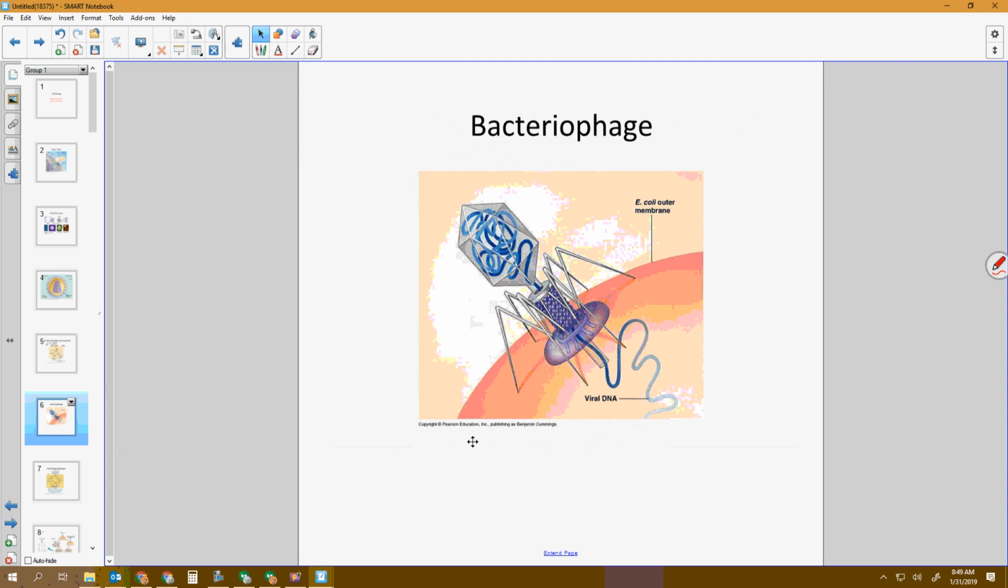Bacteriophages, we'll just mention quickly. We talked about them when we talked about the Hershey-Chase experiment. They're just viruses that attack bacteria, and so you can see here the protein capsid, the DNA on the inside.